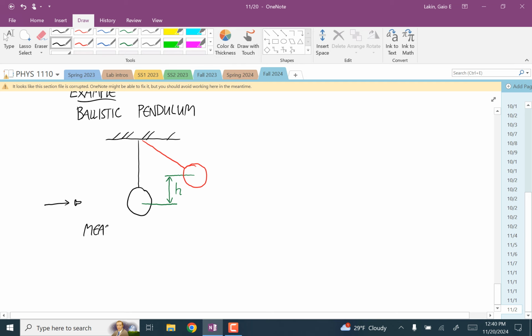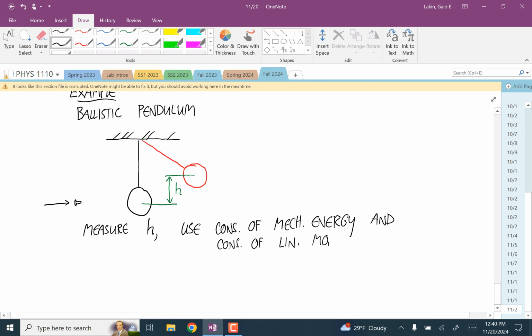So you measure H. And then you use conservation of mechanical energy and conservation of linear momentum to calculate the speed of the bullet before the collision.